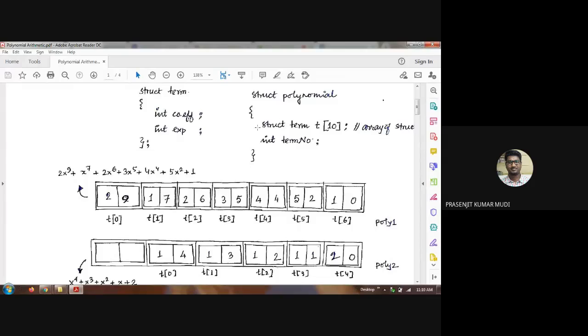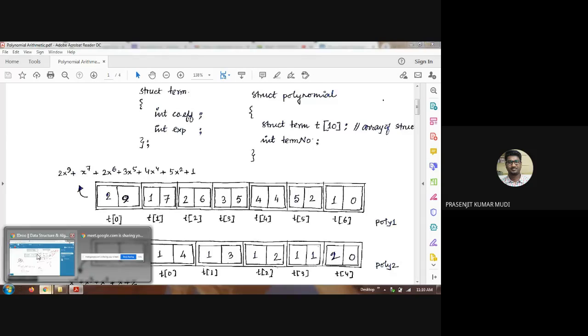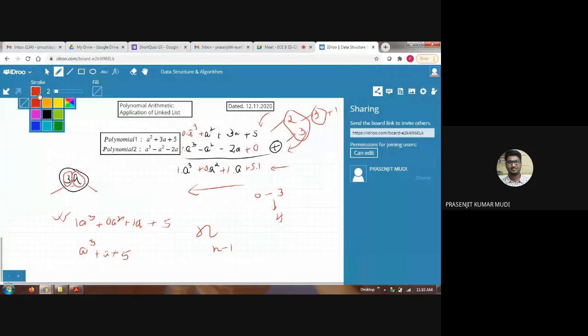An array of structures can be implemented, and memory allocation can be done using a single line of code: struct term t[10]. So what is a structure definition? The data type is struct term, like int x[5], that is an integer array. If you write int x[5], what does that mean? This is the general syntax.